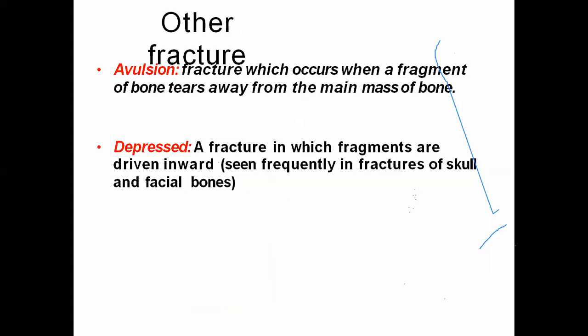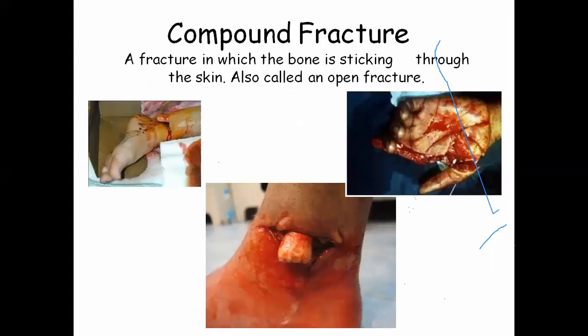All right, so till now we have covered the types of fracture. Now you tell me what the types of fracture are. Incomplete fracture, complete fracture. Now you tell me what open fracture and closed fracture are. Greenstick fracture, spiral, comminuted.